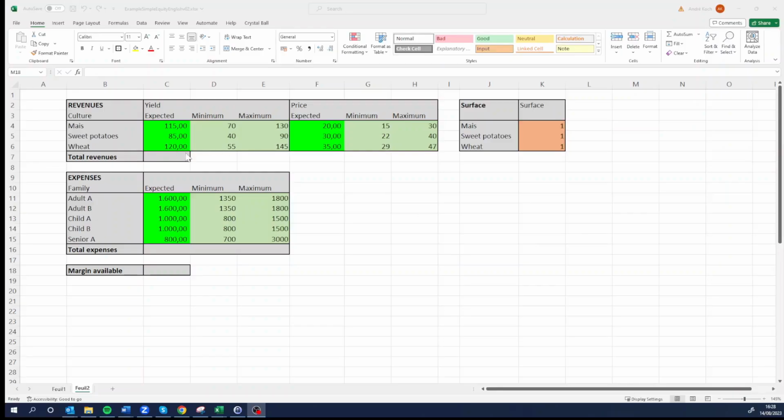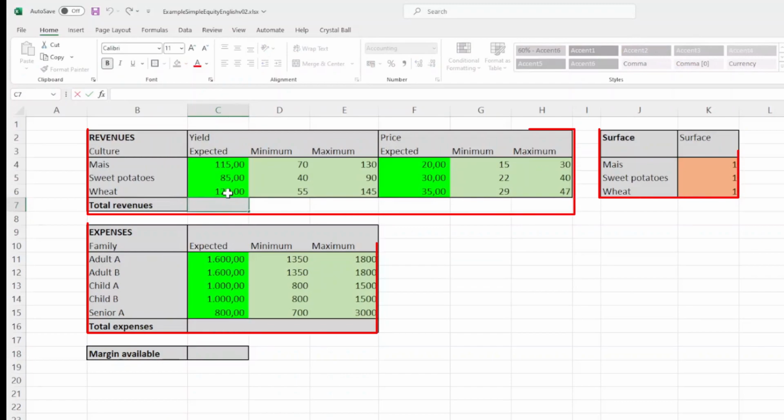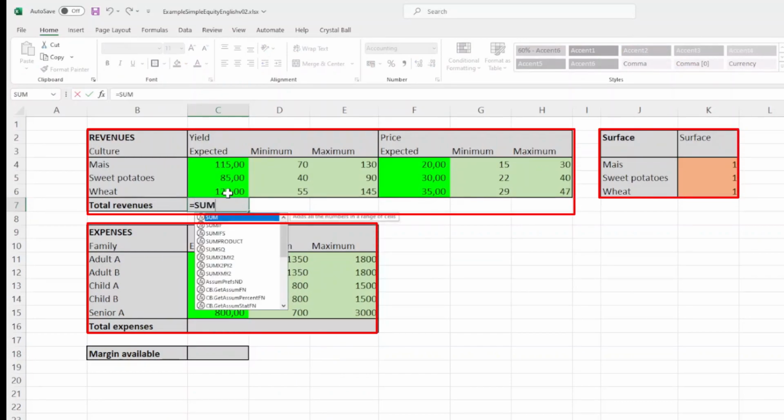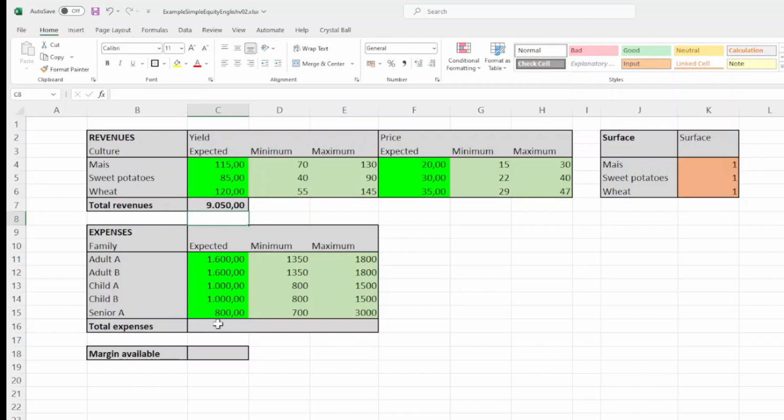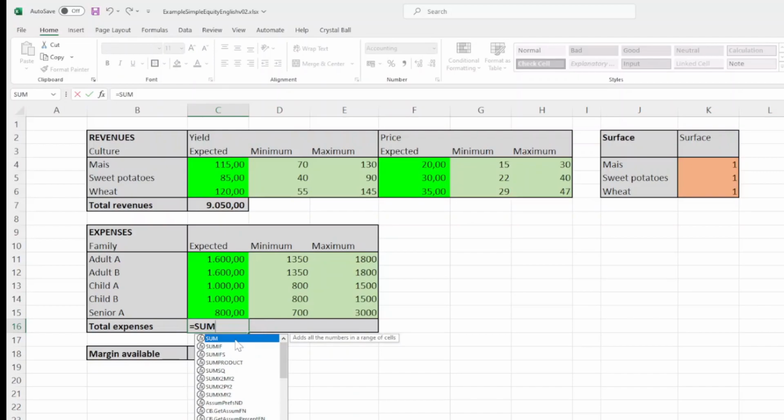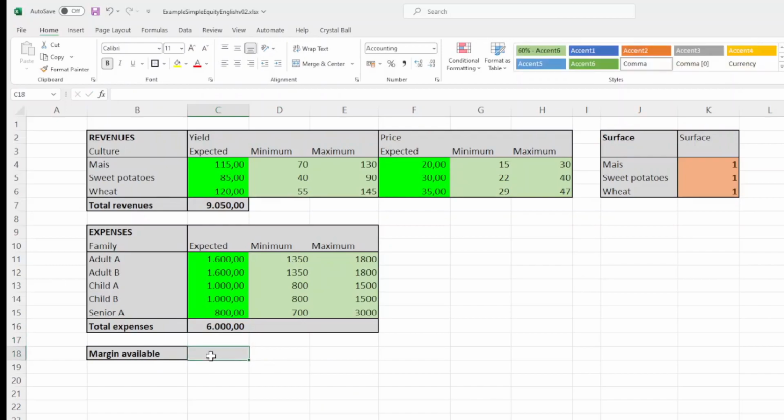Let's take a look at an Excel example. You can see that we define three blocks: revenues, surface area, and expenses. These elements allow us to calculate the incoming cash flow. The revenues are the sum of the multiplications of the yield, times the price, times the surface. In Excel, we can do this using the sum product formula. Next, the expenses. Here we assume a family composition of 2 adults, 2 children and 1 senior. The expenses are calculated using the sum formula. The margin available is the difference between the revenues and expense.